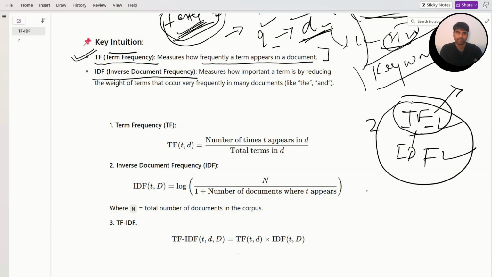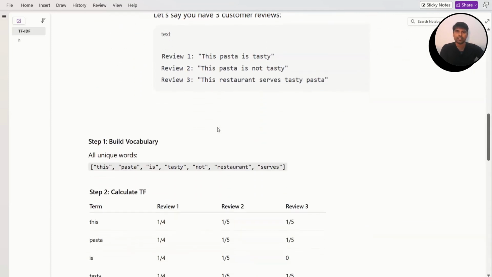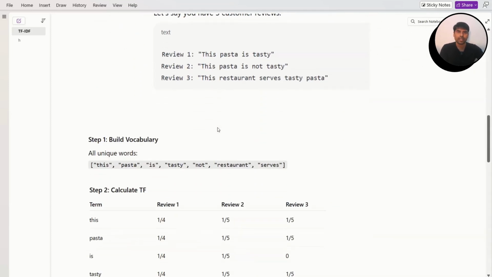Suppose we have multiple documents. Let me give an example. Let's suppose I have three documents. This is my first document, which I'm calling review one, or document one. This is document two, and this is document three. Each is also called a review. So let's suppose I have three documents.